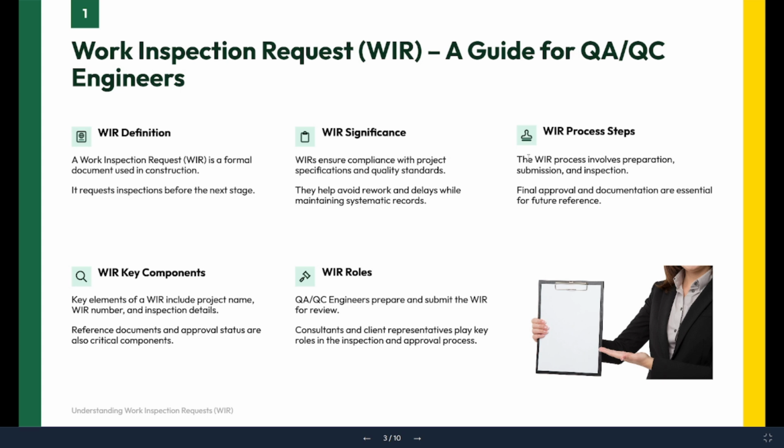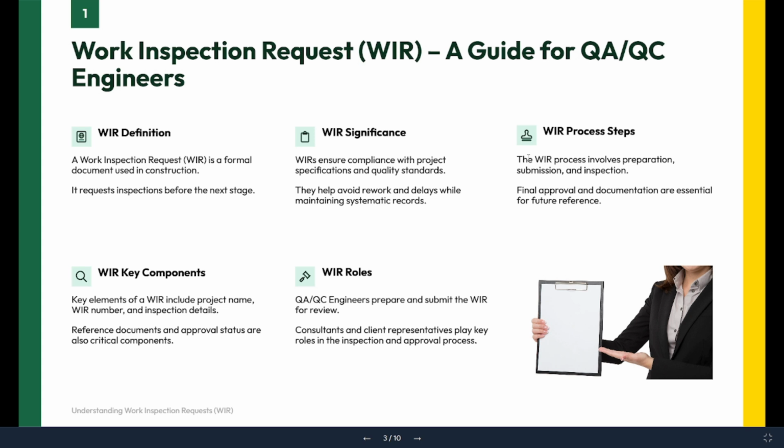WIR definition. A work inspection request is a formal document used in construction. This is a very formal document which has to be used in all the construction wherever the construction is going on. It requests inspection before the next stage. You are raising an inspection for the first step, and you need to raise another for the second step, third step. There are many reasons to raise a WIR. So for each step, you have to raise a WIR for the work which has been done at site.